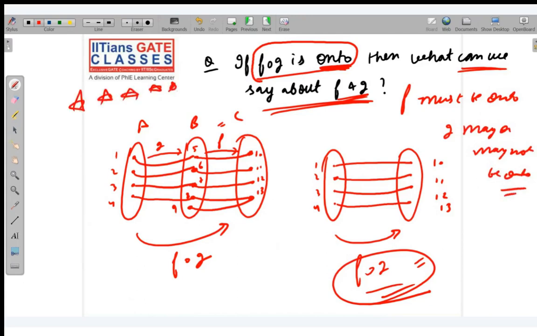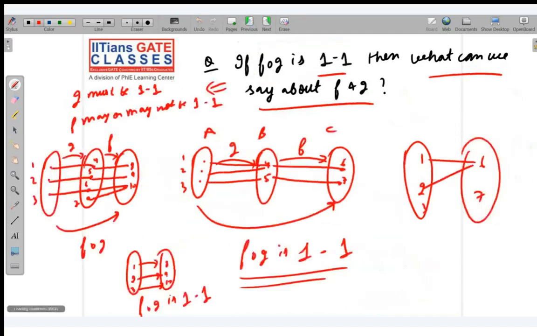Okay, make some star over it. So when FOG is onto, then what can you say about F and G? F must be onto, G may or may not be onto. And in the previous slide, if FOG is 1-1, then what can you say about F and G? Then G must be 1-1, but F may or may not be 1-1.